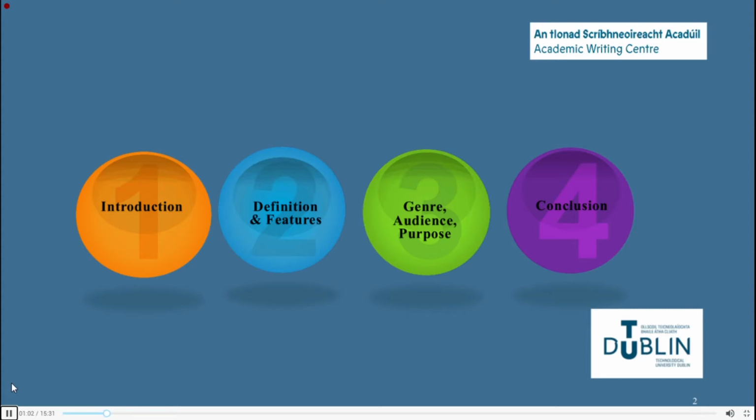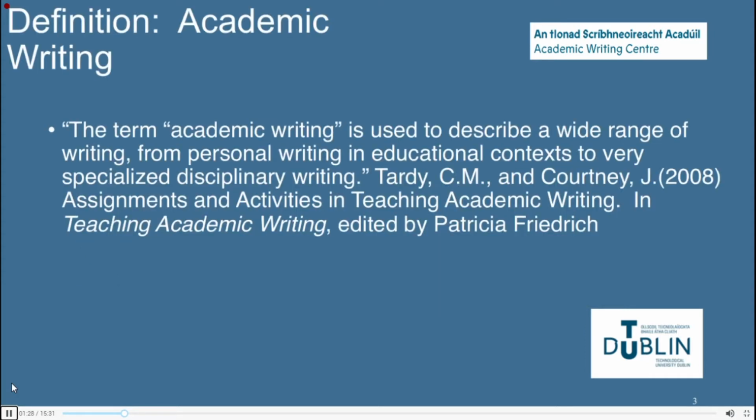The terms genre, audience, and purpose may seem quite alien to you, and you may be wondering what they mean in the context of academic writing. In this presentation, we will explain their meaning and relevance to college writing. Also, you will be able to see how these concepts of genre, audience, and purpose connect with academic writing features.